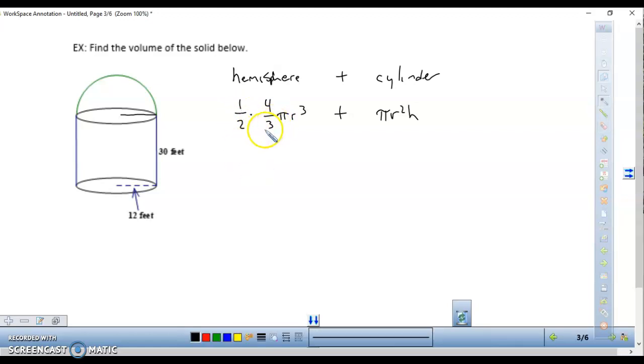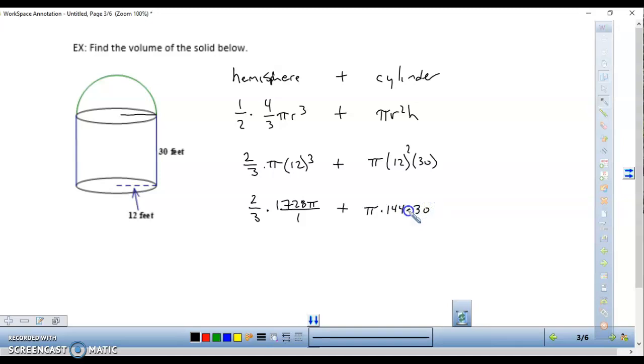Actually, better than that, half of 4/3 is simply 2/3 times pi times 12 cubed plus pi. The radius is 12, and the height of that cylinder is 30. Then we're just going to crunch the numbers. So 12 to the third power gives me 1,728 pi over 1 plus, this is pi, times 144 times 30.